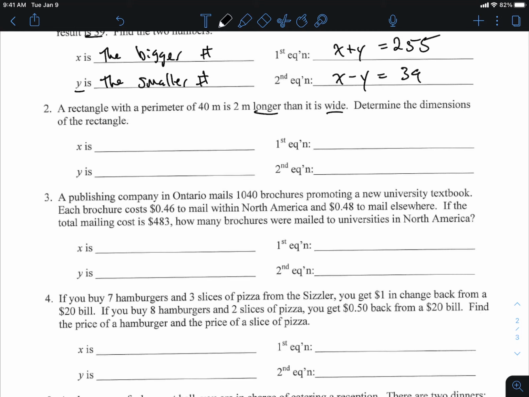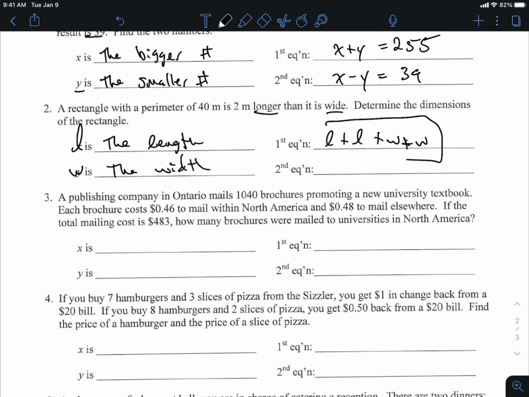So you could say X is the length and Y is the width. I'm not too picky. I would have probably personally even used L and W, to be honest with you. And then when I wrote my equations, that would have involved L and W. So what's the perimeter of a rectangle? 2 times L plus W. Just so everybody's clear, that comes from L plus W plus L plus W. That's how you get all the way around a rectangle.